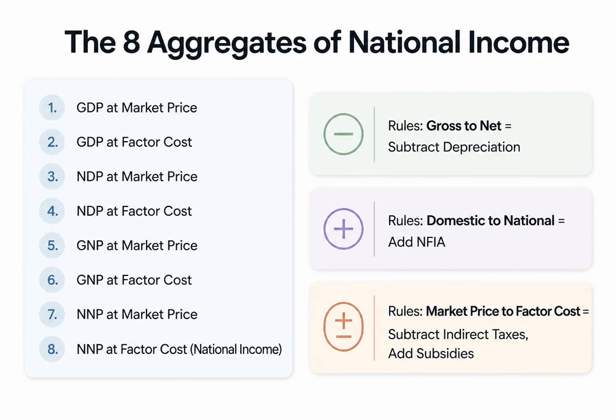To summarize the mathematical relationships we have covered, there are 8 core aggregates of national income. You can easily navigate between them using 3 simple rules. To go from gross to net, subtract depreciation. To go from domestic to national, add net factor income from abroad. And to go from market price to factor cost, subtract indirect taxes and add subsidies. Remember, the 8th aggregate, NNP at factor cost, is the official national income.